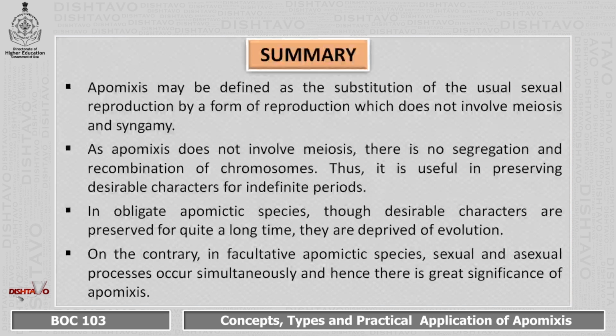To summarize, apomixis may be defined as the substitution of the usual sexual reproduction by a form of reproduction which does not involve meiosis and syngamy. As apomixis does not involve meiosis, there is no segregation and recombination of chromosomes. Thus, it is useful in preserving desirable characters for indefinite periods. In obligate apomictic species, though desirable characters are preserved for quite a long time, they are deprived of evolution. On the contrary, in facultative apomictic species, sexual and asexual processes occur simultaneously, and hence there is a great significance of apomixis.